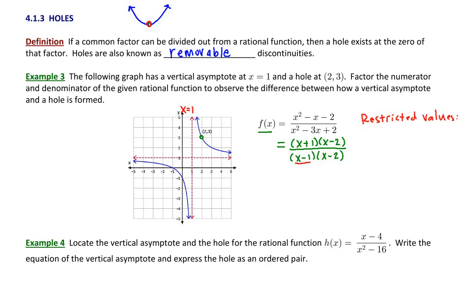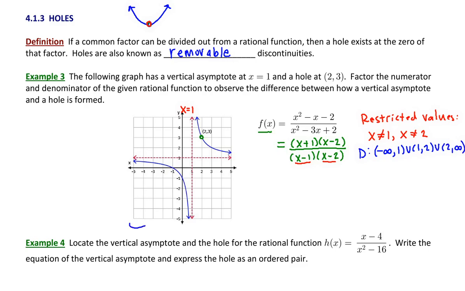Looking at our first factor, the zero of that factor is x equals 1, so we have to throw 1 out of the domain. From the second factor, we can see the restricted value there is 2. Putting these together on a number line, we can describe the domain as negative infinity to 1, union 1 to 2, union 2 to infinity. So how does this domain relate to the graph?